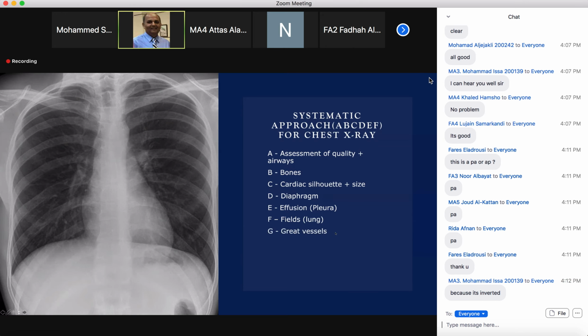Then we should look for the great vessels. So you can see the great vessel, you can see the aortic knuckle, and then you can see the mediastinal shadow. So there is nothing abnormally visible. This is how we can say that this X-ray is normal or abnormal.